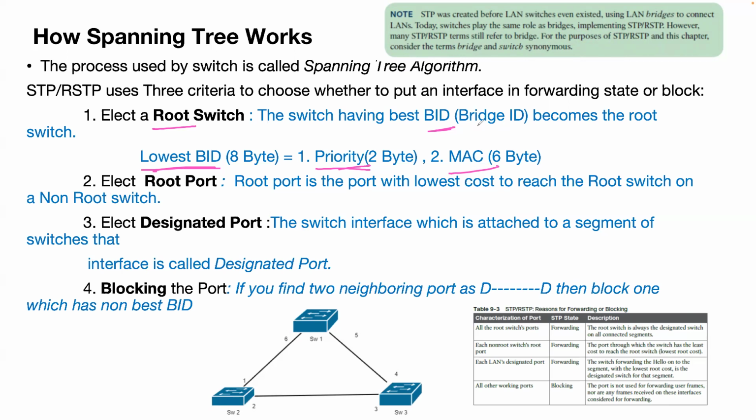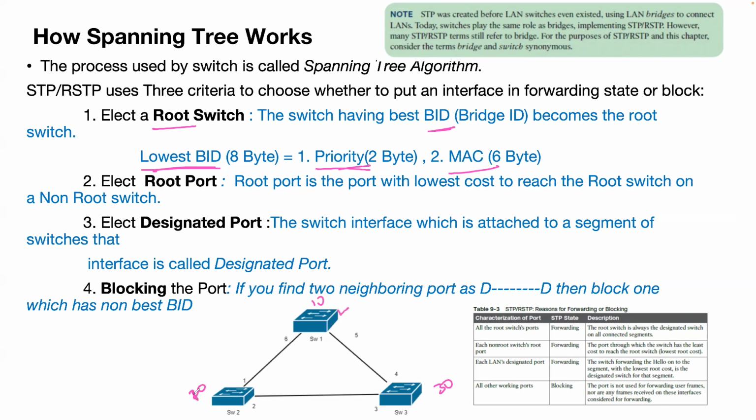So when I say I'm going to have this best bridge ID, best means whichever switch has the lowest bridge ID is best. So lowest bridge ID means lowest priority and lowest MAC address. Imagine his priority is 10, his priority is 20, his priority is 30. Which is having the lowest priority? So he becomes the root switch.